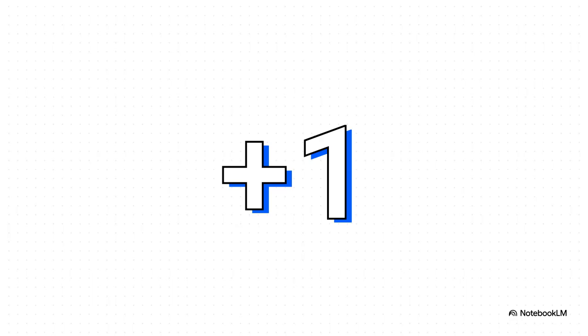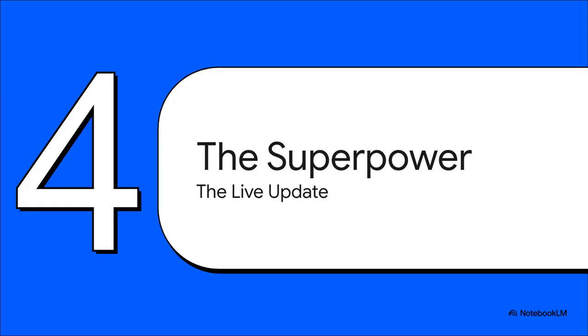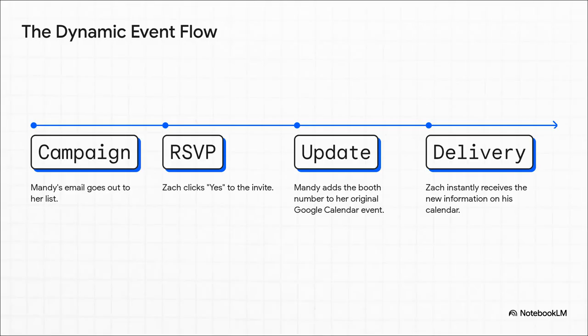And there it is. That's the feedback loop. The instant Zach clicks yes, a +1 shows up in Mandy's dashboard. Just like that, the black hole is gone. She knows exactly who's engaged and who's planning to come find that booth. But you know, the tracking is really just the beginning. The real superpower here, the absolute game changer, is the ability to communicate with these highly engaged people after they've already RSVP'd, directly through that calendar event. The whole flow is just seamless.